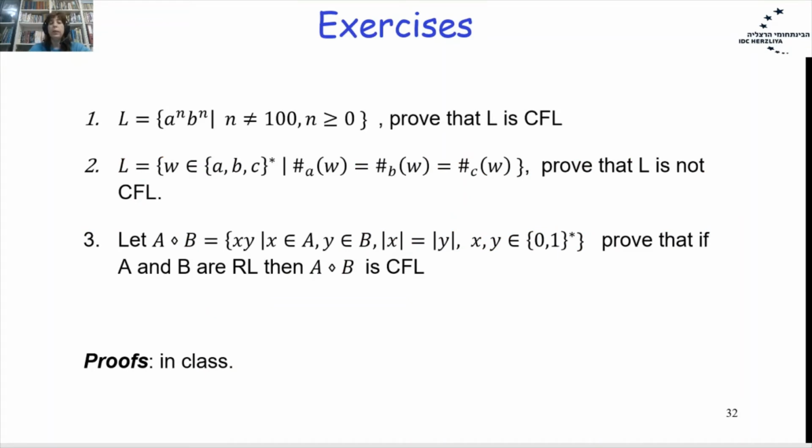Here you can see the set of exercises that we will do during our practice meetings. We will use closure operations or substitution operations to prove that some languages are context-free languages or not context-free languages.